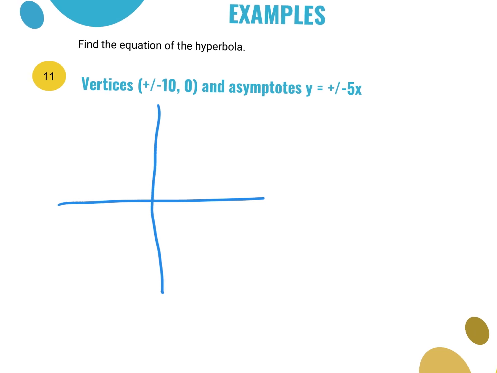If I have vertices at plus minus 10, as soon as I see the word vertices, what letter do I think of? Good, A. A tells us the distance from the center to our vertices. So we're at plus and minus what? Over here at positive 10, over here at negative 10. What does that tell me? Two really important pieces of information. Where is my center? And what did you just say, Eva? It's horizontal. Awesome.